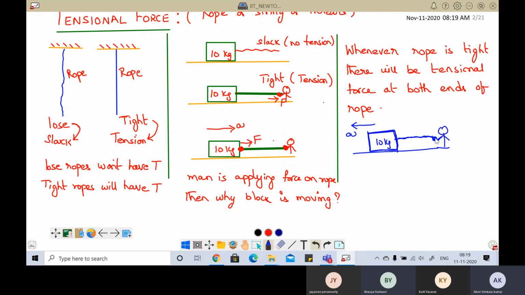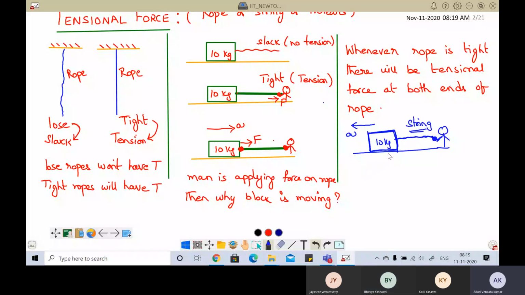With the help of rope, can he make the block move to the left side? No, sir. Why? Because this is a string, correct or not? Because this is a string.